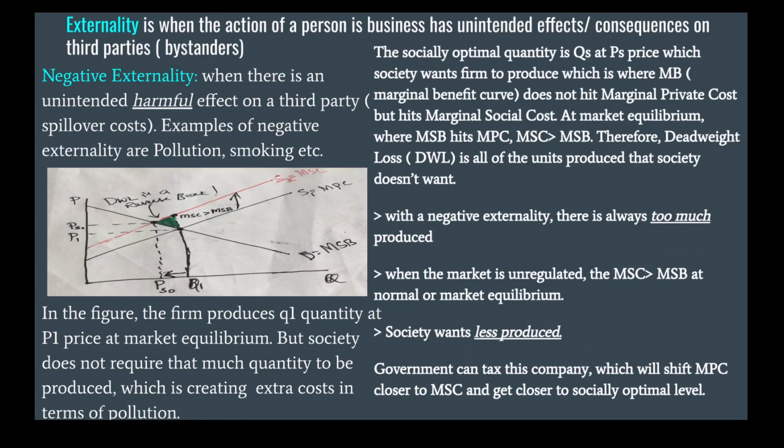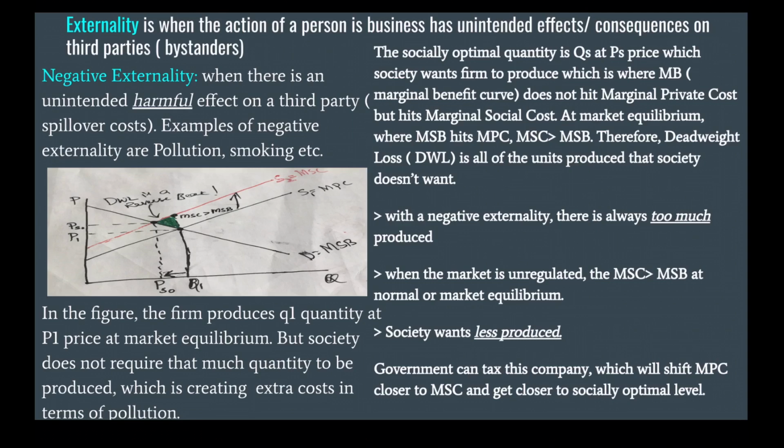In the figure, the firm produces quantity Q1 at price P1 at market equilibrium, but society does not require that much quantity to be produced, which is creating extra cost in terms of pollution. The socially optimal quantity is QS at price PS, which society wants the firm to produce, which is where MB, that is the marginal benefit curve, does not hit marginal private cost but hits marginal social cost.